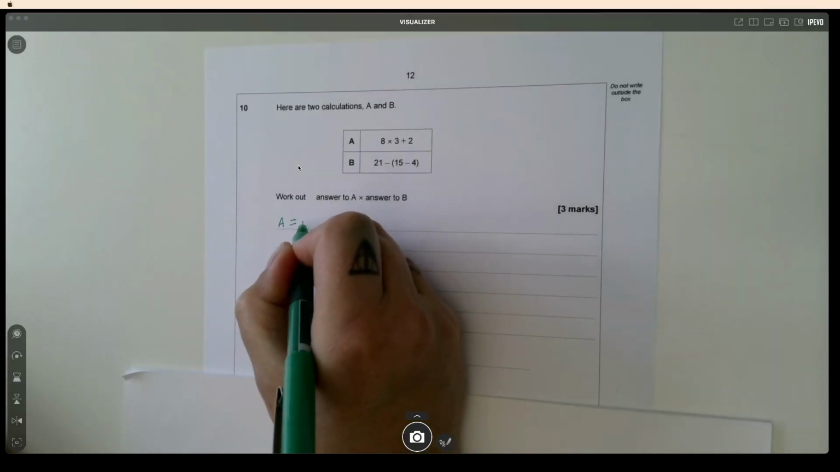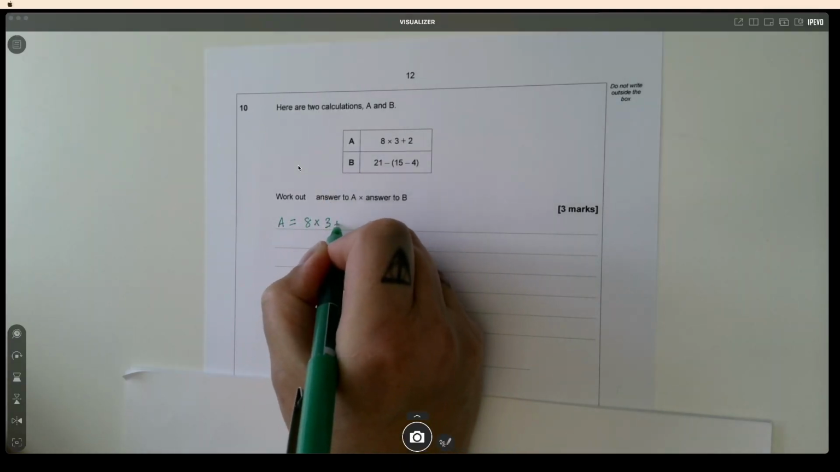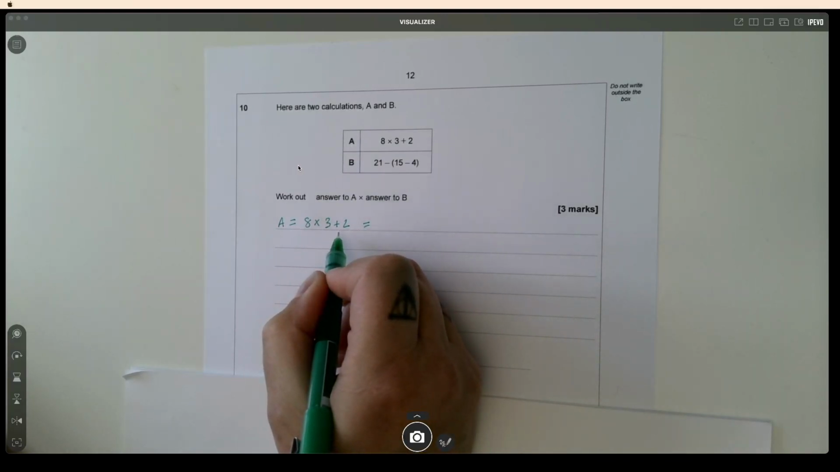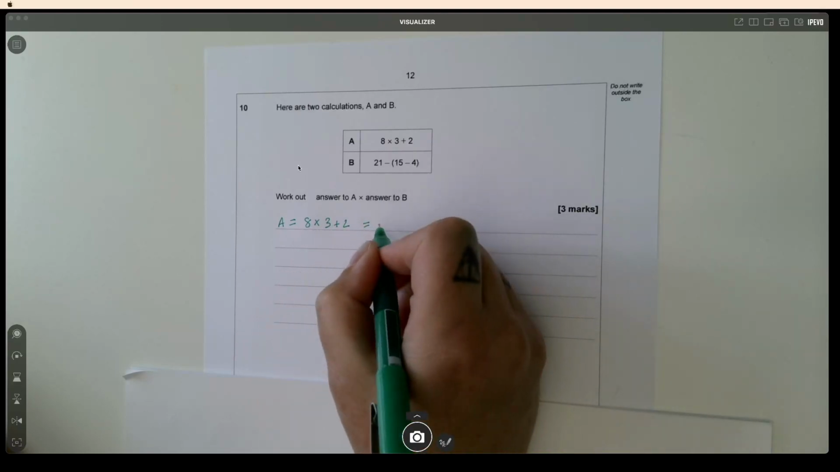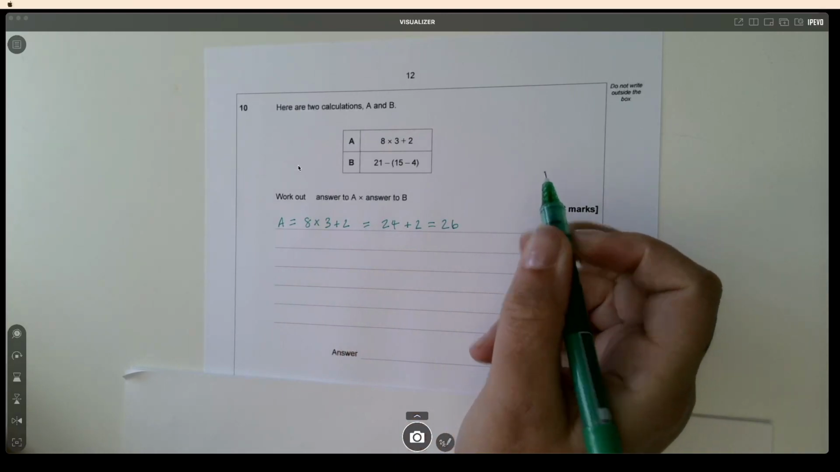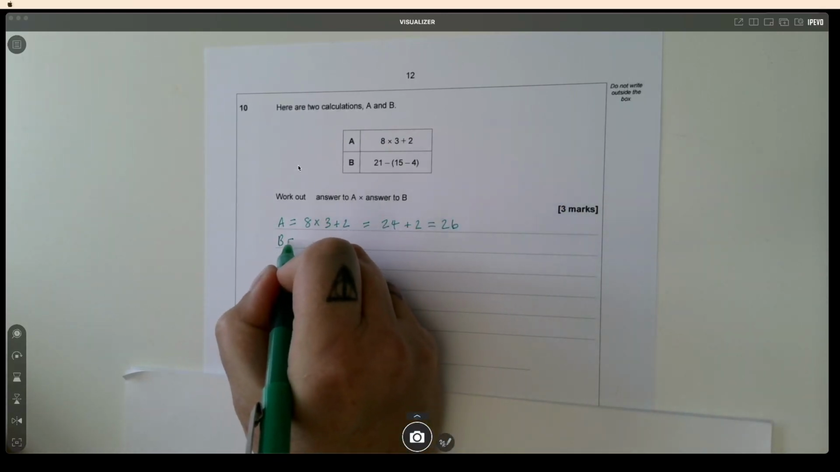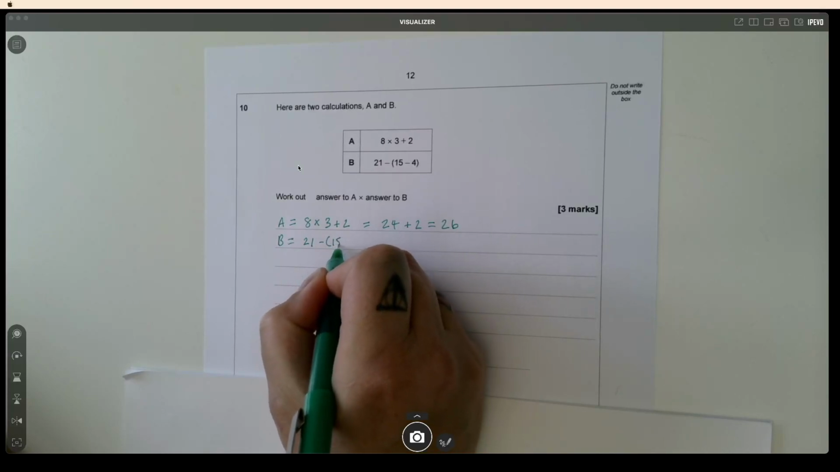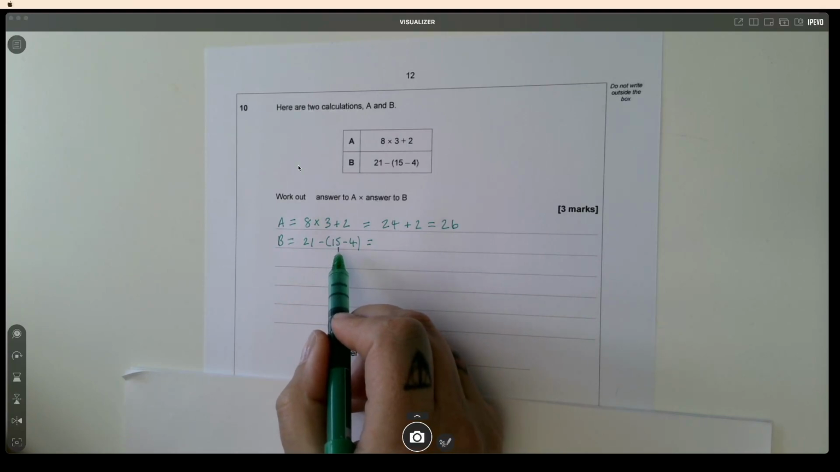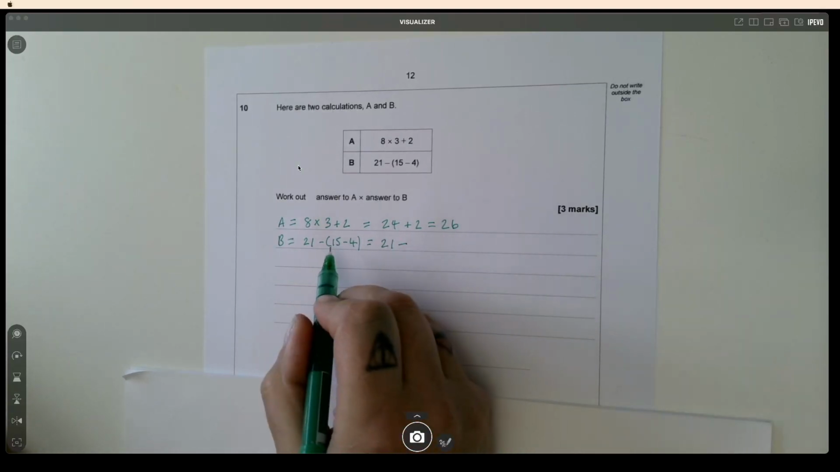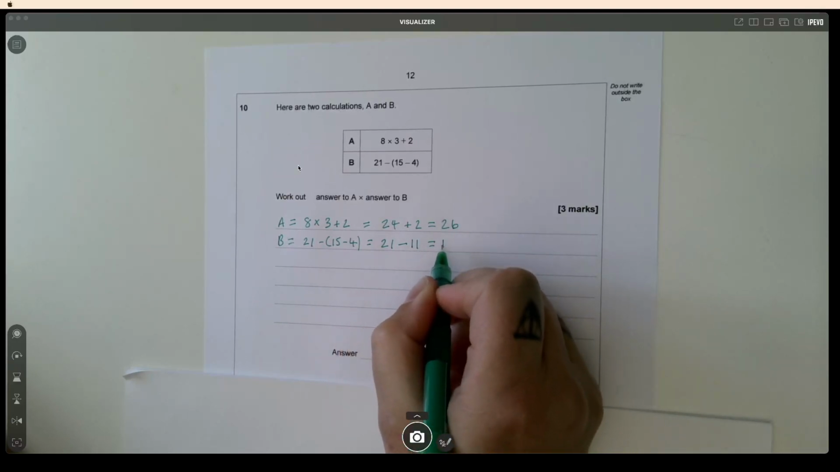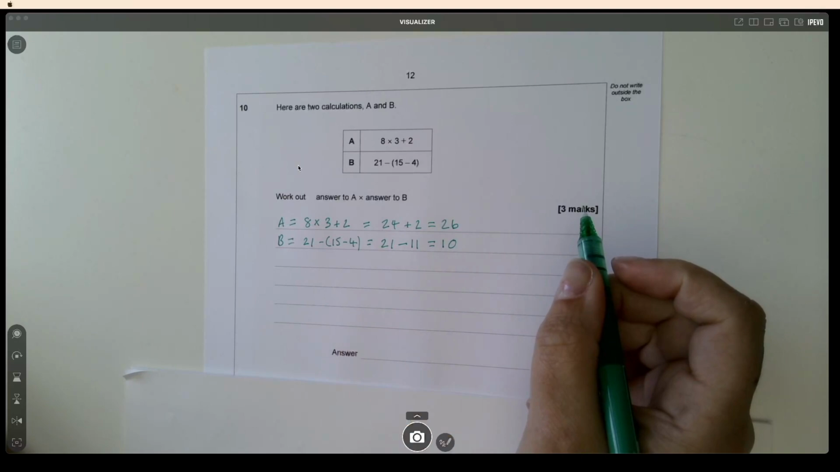So let's start with A, which is 8 times 3, add 2. Multiplication needs to be done before addition. It's the order of operations. So 8 multiplied by 3 is 24. And then add the 2 gives us a value of 26 for A. Let's do the same with the calculation for B. Order of operations tells us that brackets need to be dealt with first. So 21 subtract 15 subtract 4 is 11. 21 subtract 11 is 10 for the value of B.